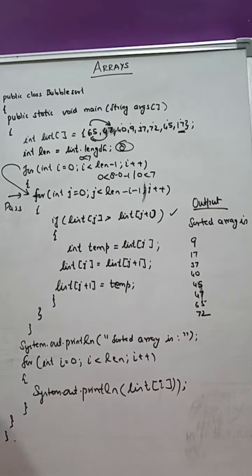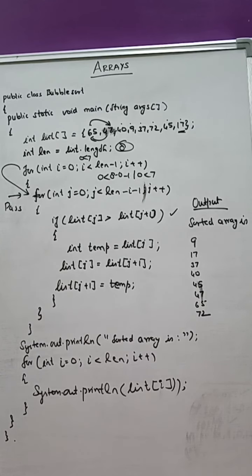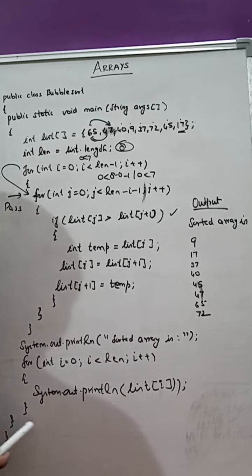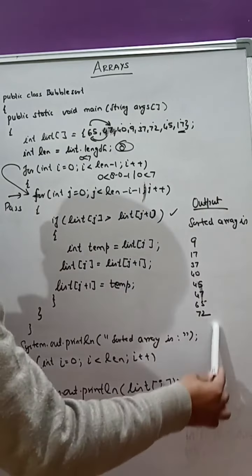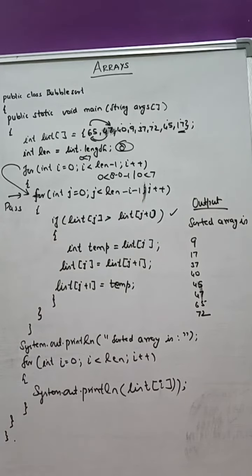So see, the inner loop is for the number of passes, and the passes you go through will place the elements in the proper order. So this was the example for bubble sort, and after the whole process is complete, you will print the sorted array elements using this for loop and the statement list of i, and in this manner it will be printed: 9, 17, 37, 40, 45, 47, 65 and 72.